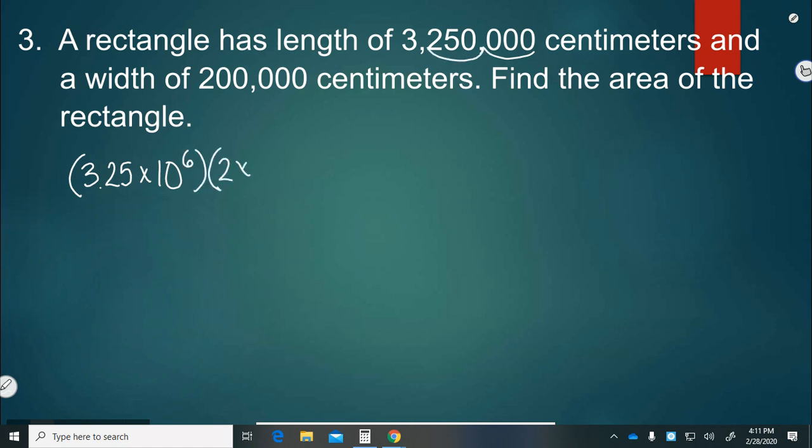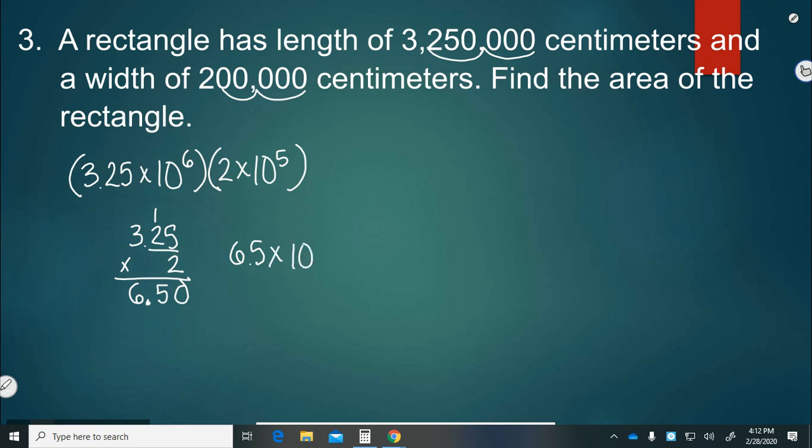multiplied by 2 times 10 to the fifth, and multiplying 3.25 times 2, 5 times 2 is 10, 2 times 2 is 4 plus 1 more is 5, and 2 times 3 is 6, with 2 places after the decimal, so it's 6.5 times 10, adding the exponents, to the 11th. And since we're talking area, we can write centimeters squared. All right, let's try another.